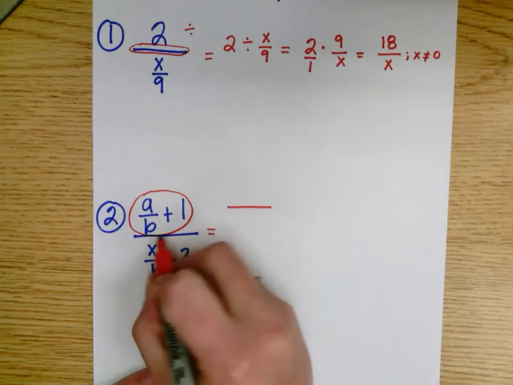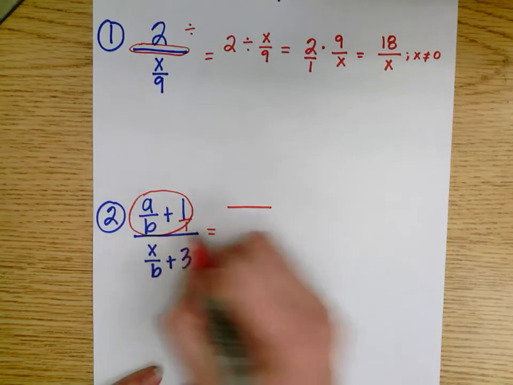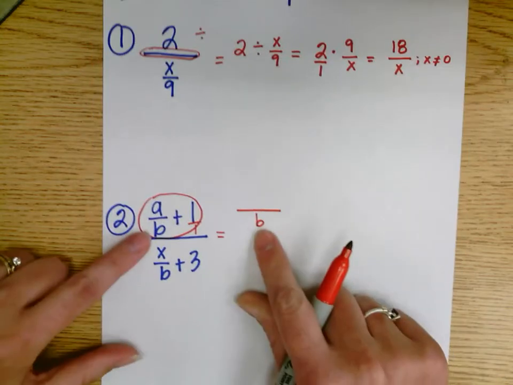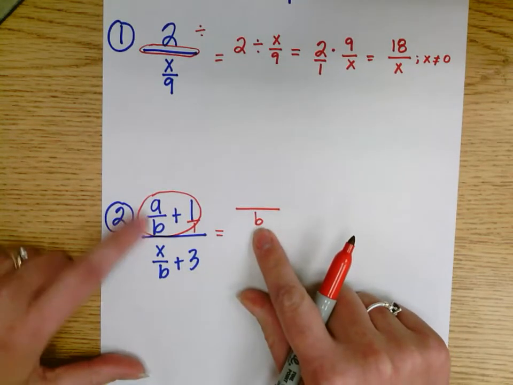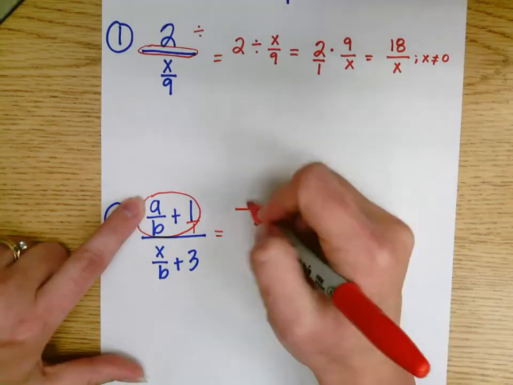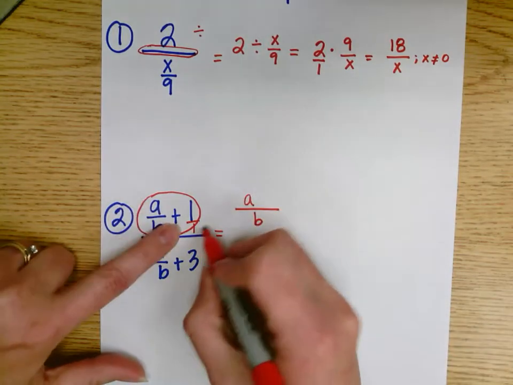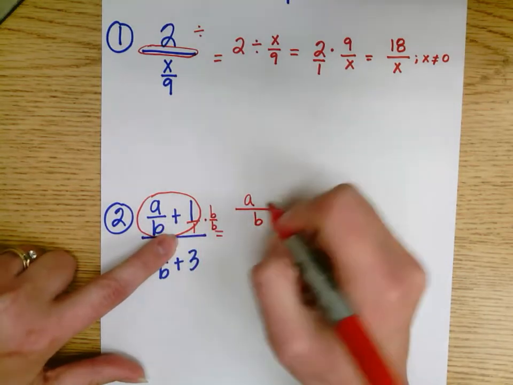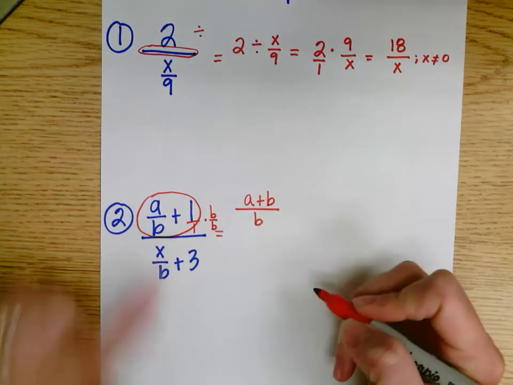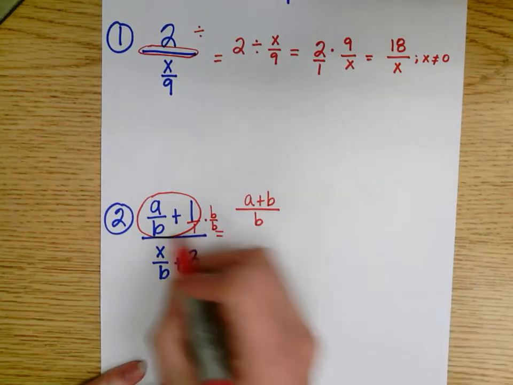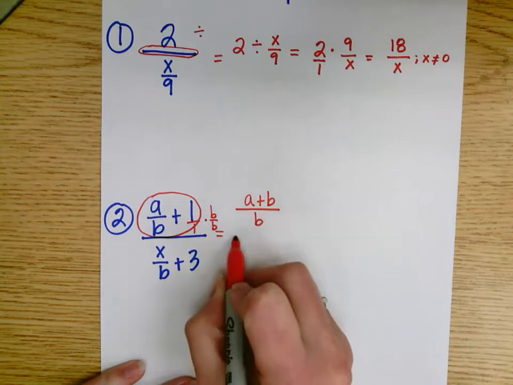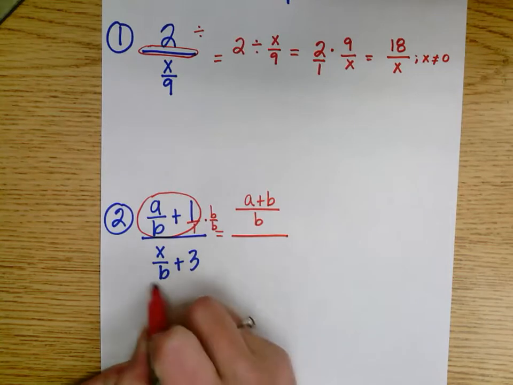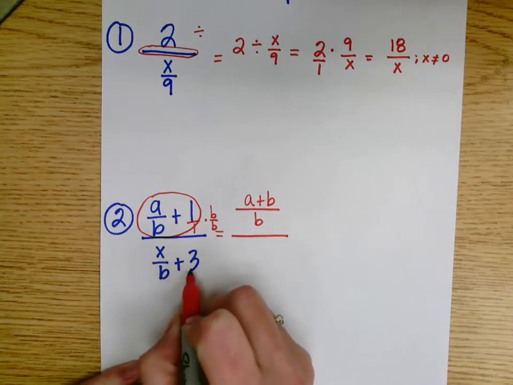So for the top, this is a over 1, my common denominator is going to be b. I don't have to make any changes for this fraction, so I'm not going to change the numerator. But for this one, I'm going to need to multiply by b over b. So that means I'm going to have a plus b over b. That's my numerator. This is the division bar right here, I'm just translating it over, and then we're going to have the same idea down here.